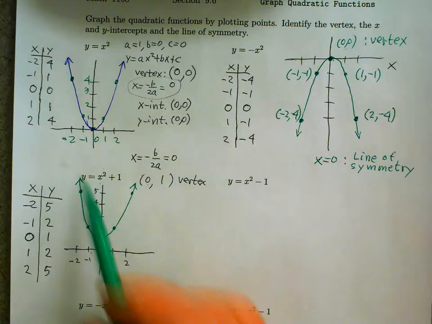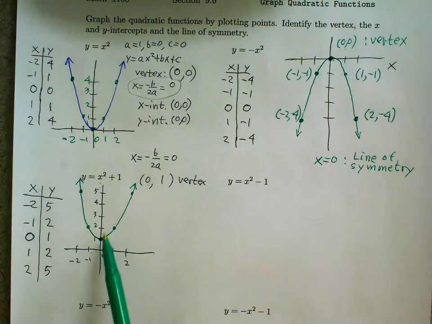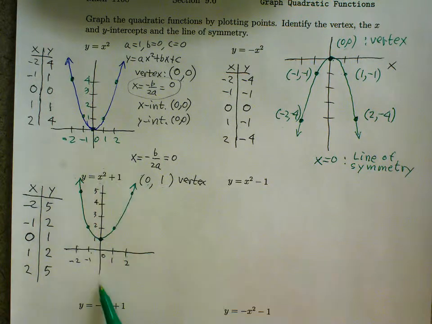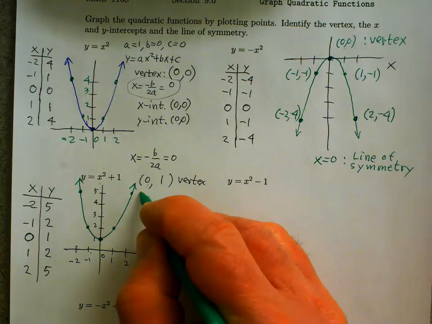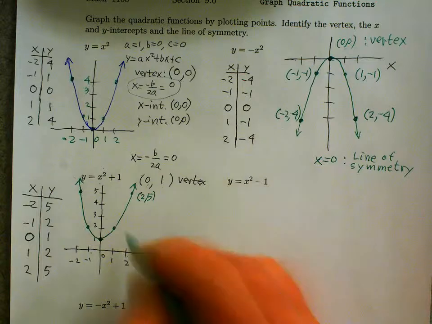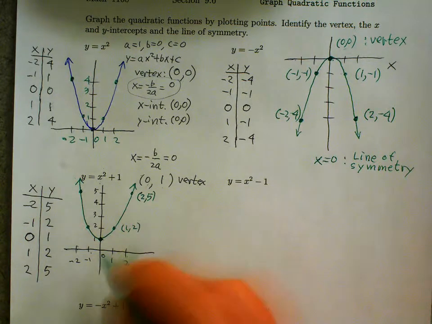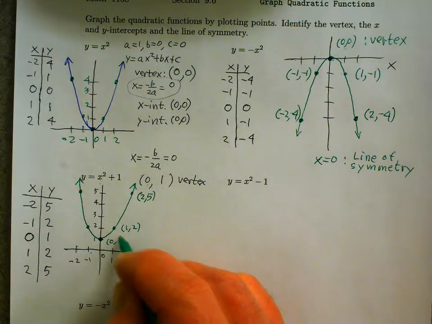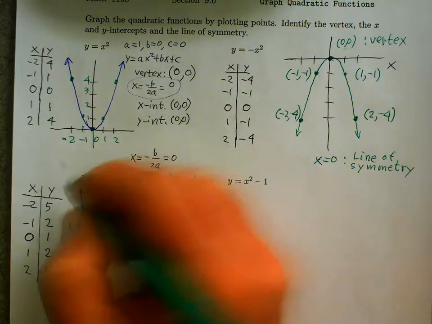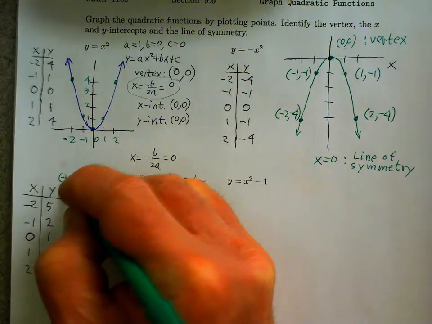So my graph is not very accurate. It doesn't look like it's symmetric with respect to the y-axis, even though it's supposed to be. And then plot the ordered pairs 2, 5, 1, 2, 0, 1, negative 1, 2, and negative 2, 5.